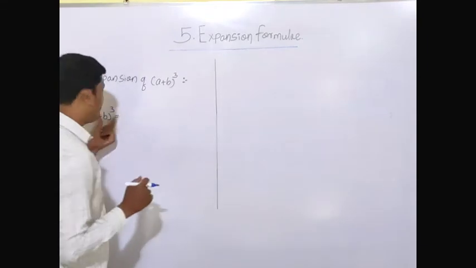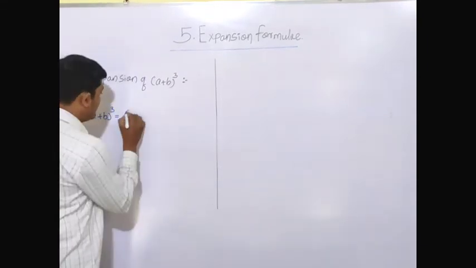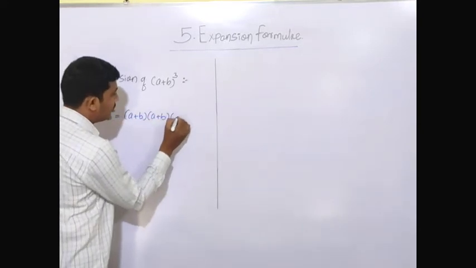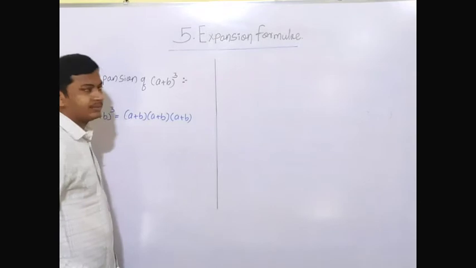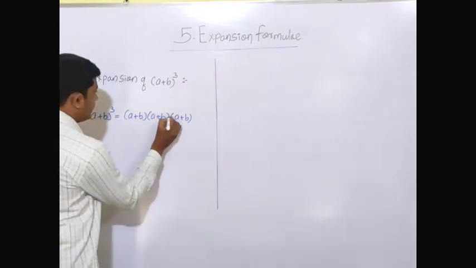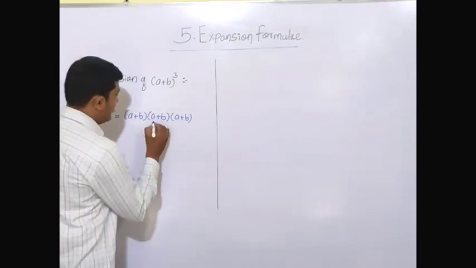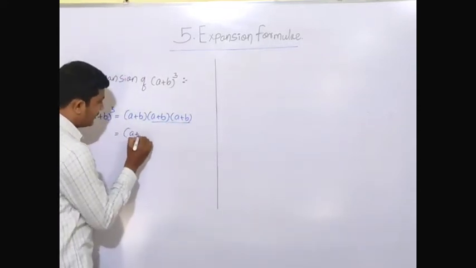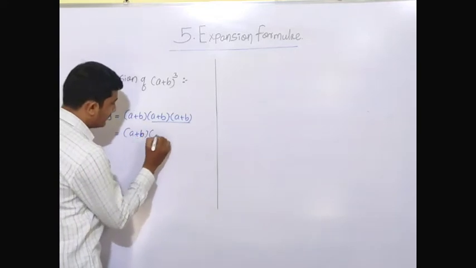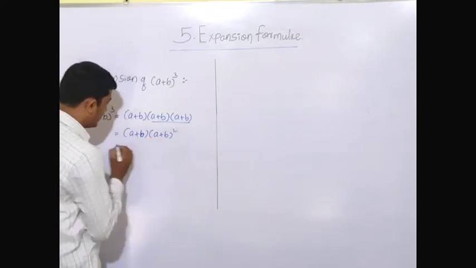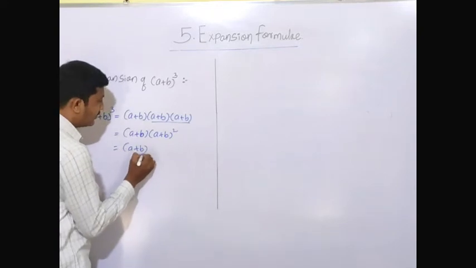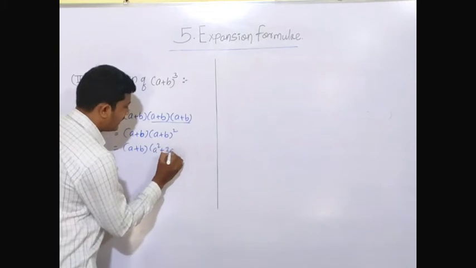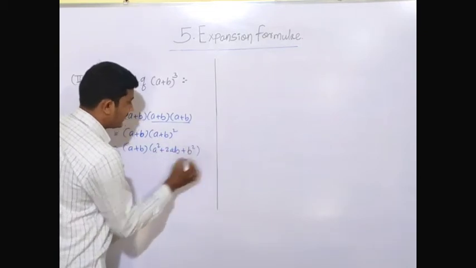In the same way, (a + b) whole cube can be given as (a + b) into (a + b) into (a + b). But we know that (a + b) into (a + b) is (a + b) whole square, so it is (a + b) into (a + b) whole square. And we know that (a + b) whole square is a square plus twice ab plus b square.